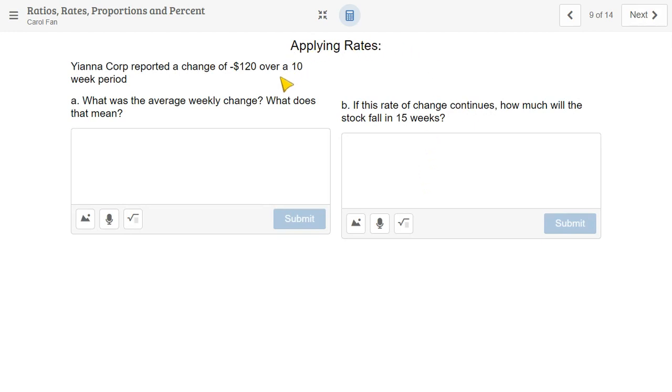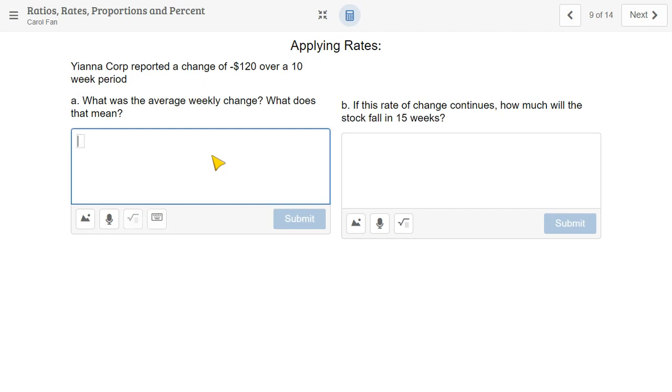Let's apply rates to a problem. A lot of rates are applied to the stock market when you look at the value of a stock over a period of time. Now, Yana Corp reported a change of negative $120 over a 10-week period. Negative 120. This means that it's losing money. It's worth $120 less than it did 10 weeks ago. So, what is the average weekly change? Meaning, what is the change for 1 week?